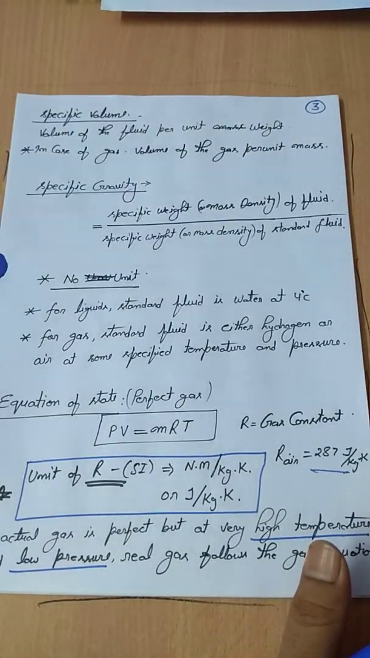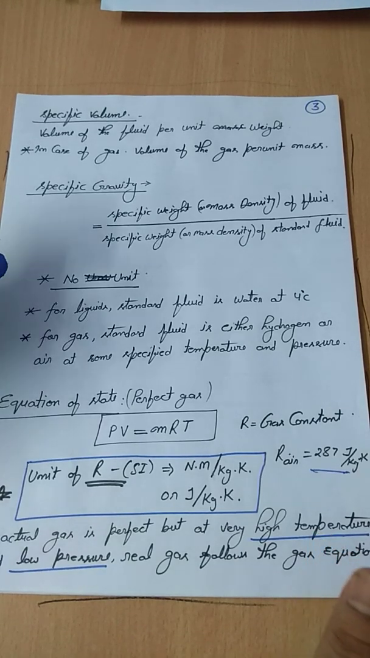So the next term is specific volume. It is the volume of the fluid per unit weight.